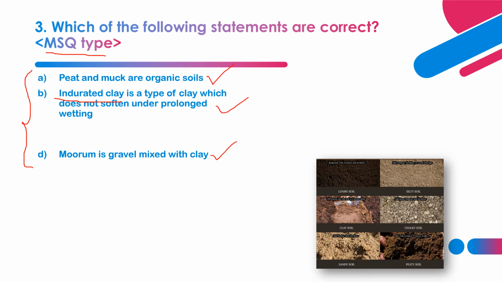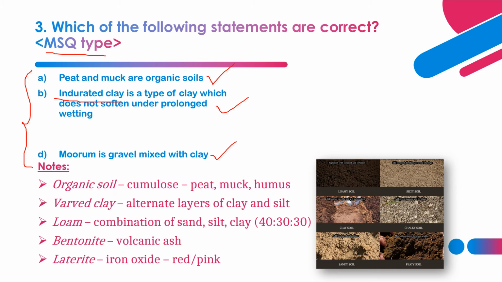Now let's see other types of soils like this. What is organic soil? We have seen in the first option, peat and muck are organic soils, and humus is also organic soil. We can call another name as cumulose. Organic soil means it has vegetative matter in it. Warped clay means alternate layers of clay and silt. Whenever there are alternate layers of clay and silt, we call that state warped clay.